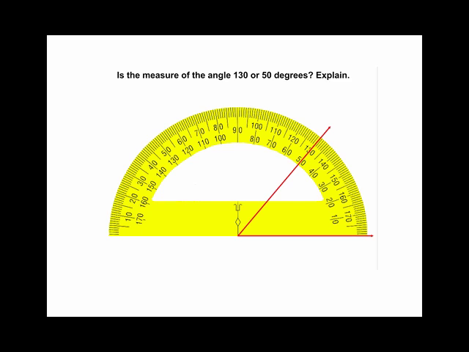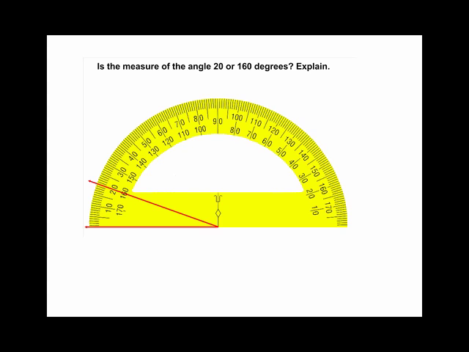Is the measure of this angle 130 or 50 degrees? Well, we said that if the angle ray was to the right of center, we would read the inside scale. So this angle measures 50 degrees. Is this angle measure 20 or 160? Again, the ray that lines up on the zero edge lies to the left of center, so we're going to read the outside scale. That means that this angle measures 20 degrees.